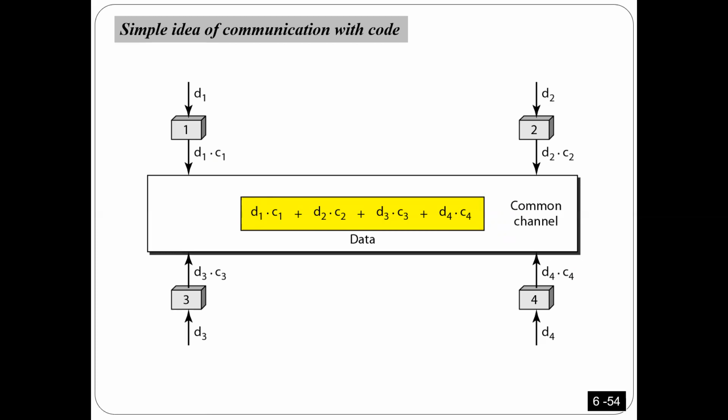I'm going to select the codes so that if you multiply the code, for example, Ci, i can be anyone, 1, 2, 3, 4, by itself, I'm going to get n. But if I multiply a code by any other code, I'm going to get 0. So these codes are not random numbers.